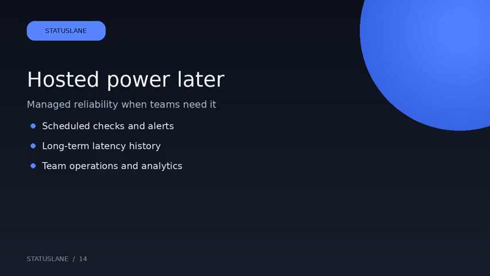Start with the practical goal. Schedule checks and alerts. Then use status lane to make the result visible and repeatable. Long-term latency history. Finally, keep the workflow simple enough to run on every release.